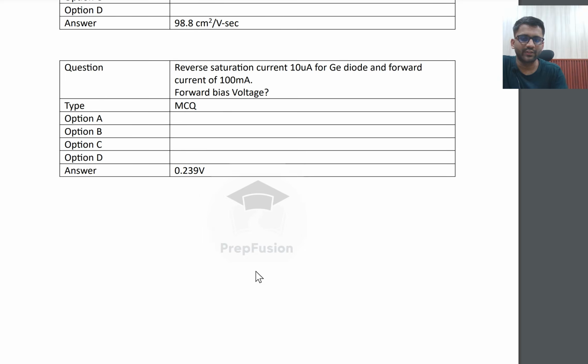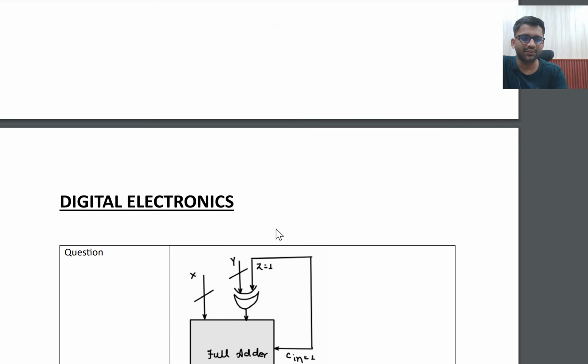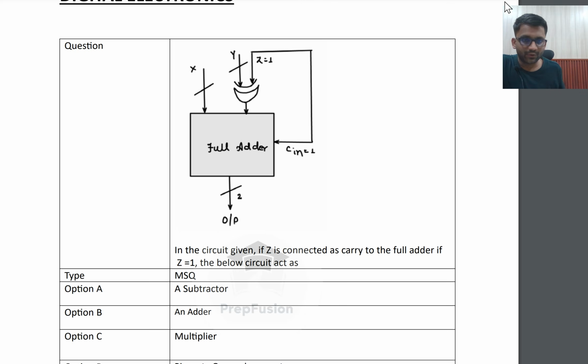Okay, forward bias voltage we need to find for the germanium diode. So this was the question from EDC. EDC was the easiest of all. Yeah, now this question. Now this is the only question which I feel might be controversial in the whole ECE technical part. At least for the technical part, this is the only question which I feel might be controversial.